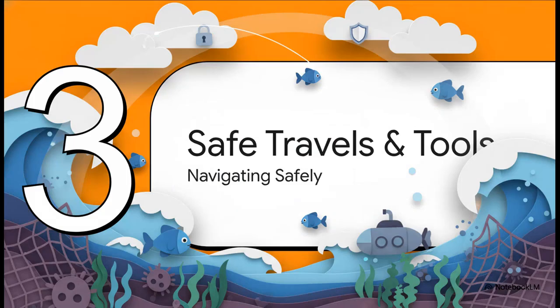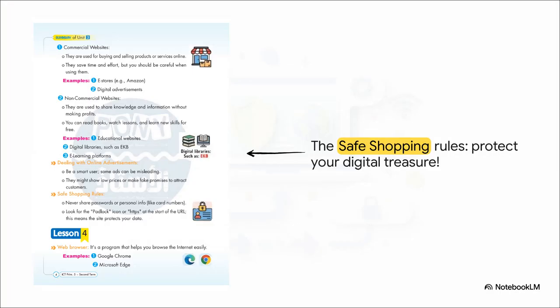Next up on our map, safe travels and smart tools. The internet ocean can be a little tricky sometimes, with some hidden traps. If you're visiting a commercial site, you've got to be sharp. Sometimes you'll see these crazy, misleading ads, like, buy this brand new video game for $2. Yeah, no, that's not real, they just want your attention. So, the golden rule of safe shopping: never share your passwords or personal info. And always look for that little padlock icon or the letters HTTPS at the start of the web address.